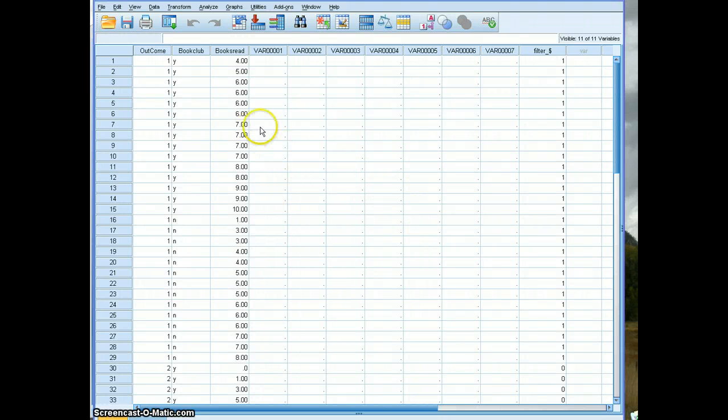Okay, on this data set, this is looking at SPSS. I'm going to explain the data that comes out on pages 15 to 16 of your book. They have two different studies happening: a study they're calling outcome A, and a study called outcome B.